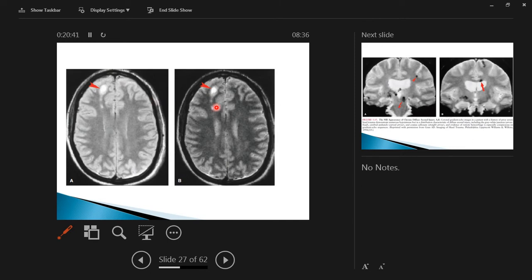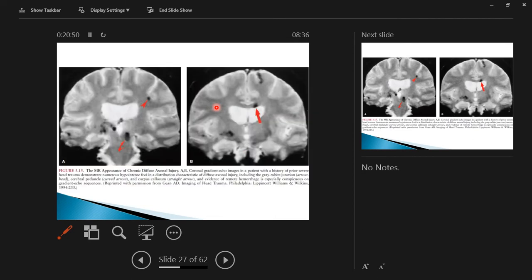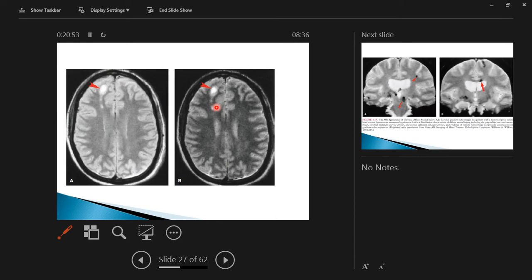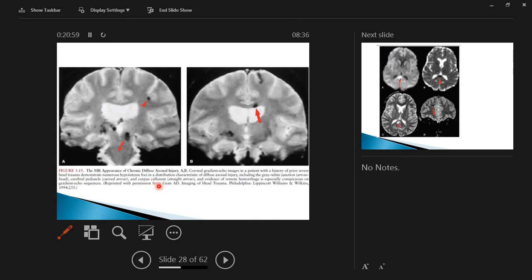The hemorrhagic type shows the opposite: central hypointensity on T2 and hyperintensity on T1 image. This is the MRI appearance of diffuse axonal injury. This patient has a prior history of severe trauma and demonstrates multiple hypointense foci in a distribution that's characteristic of diffuse axonal injury, including the gray-white matter junction here, and also the cerebral peduncles, and also the corpus callosum.